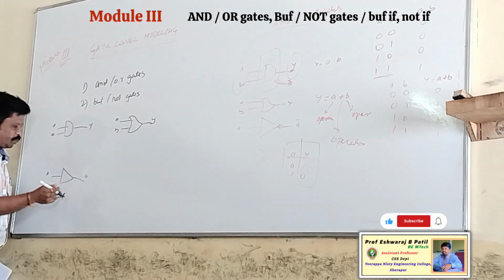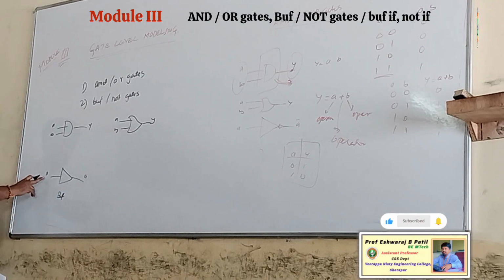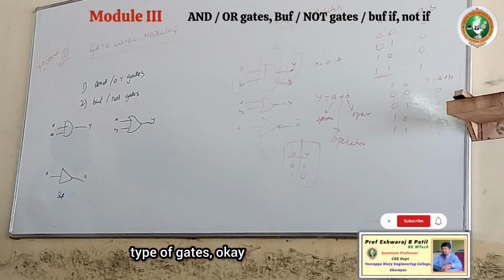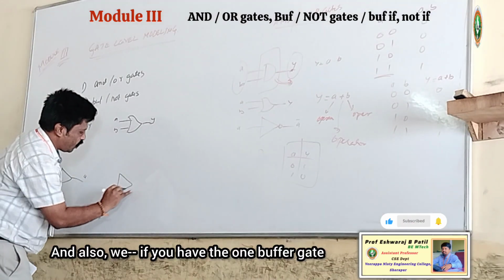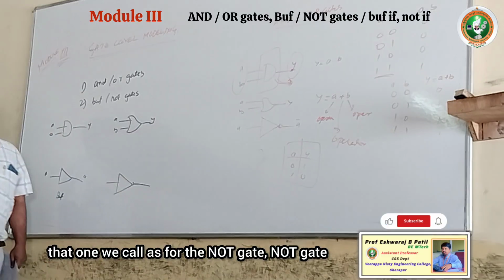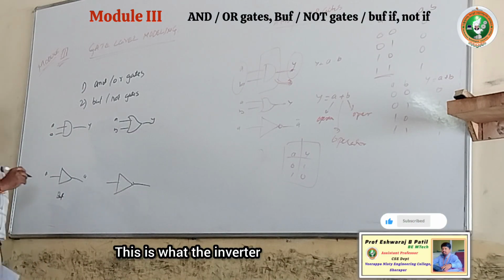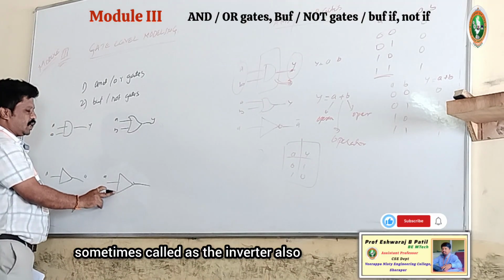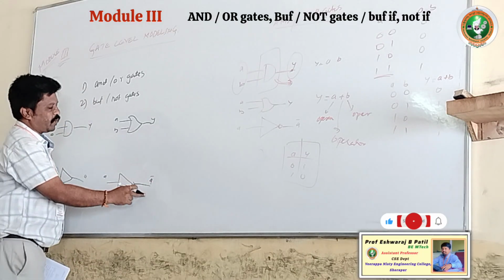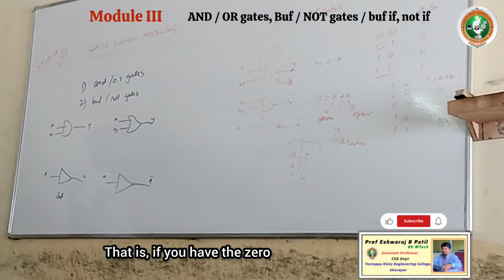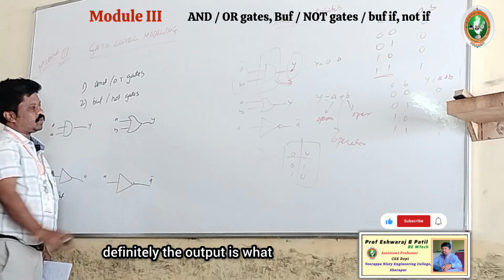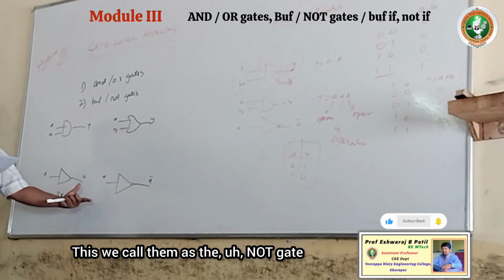We don't have any input variation or output variation. Whatever the input is, that is the output. We call them buffer type of gates. And if you have the triangle with the bubble form, that we call the NOT gate, sometimes called the inverter. A is the inverted form, A bar. Whatever the input is, the output will be the inverted form. That is, if you have 0, definitely the output is 1. If you have the input as 1, definitely the output is 0. We call them the NOT gate.